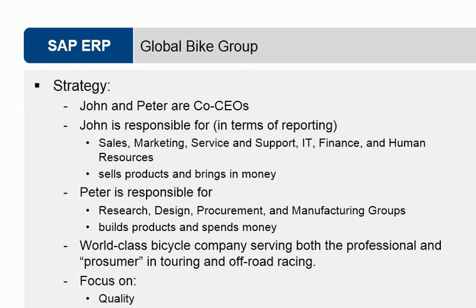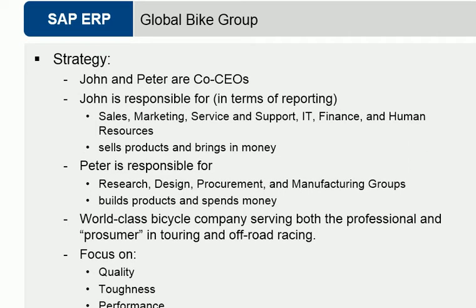So what is the organizational structure of that company? They said, okay, both of us will be co-CEO. John will be responsible for sales, marketing, support, IT, finance, and human resources, but basically he will be selling products and bringing in money. Peter, on the other hand, because he's an engineer, will do manufacturing, research, and design. Of course, because he is building the product, he also needs to procure raw material and so on.